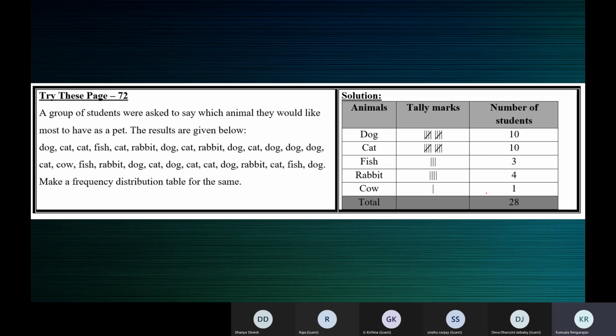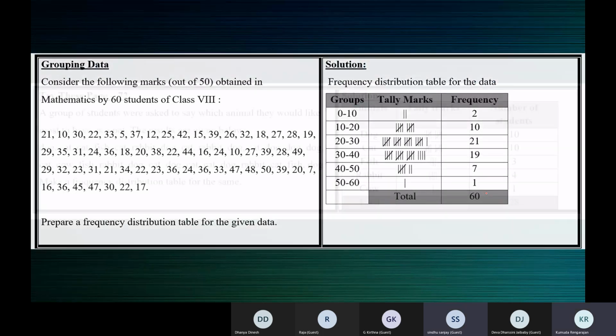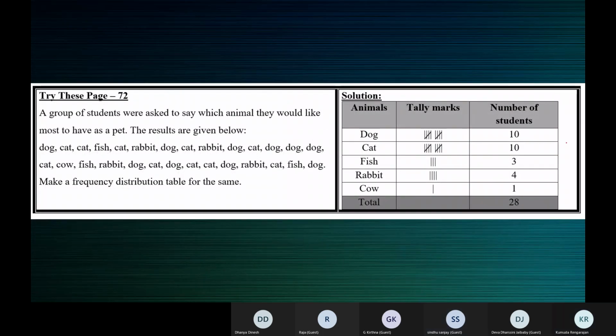Take a screenshot, children. Taken, ma'am. Although you can make a note. This one is an ungrouped frequency table, because there are no class intervals. We'll see what class intervals are.